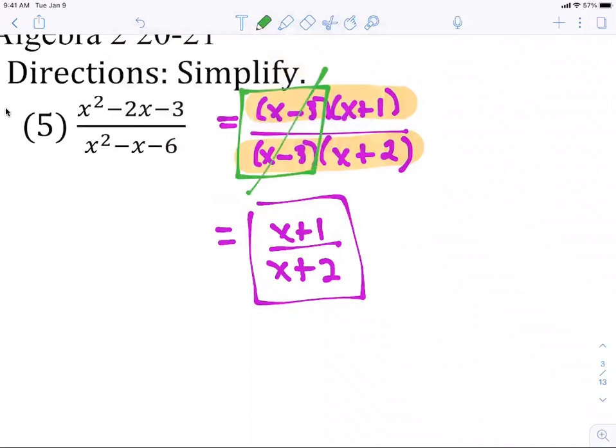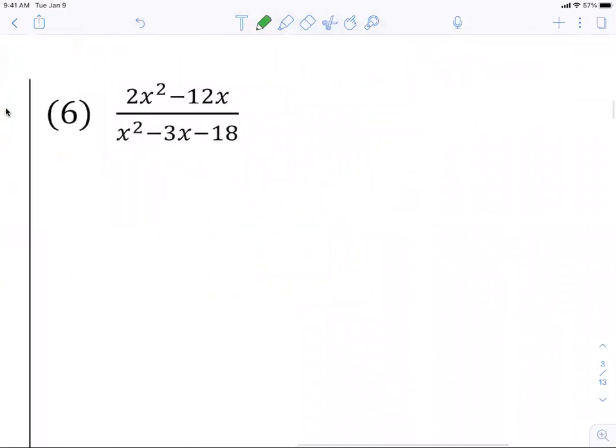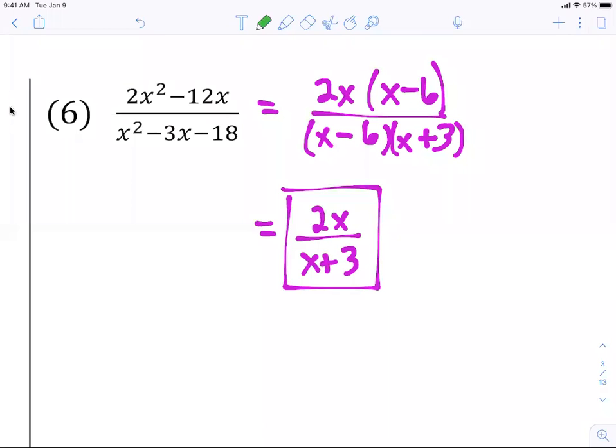That's your final answer. So what I want you guys to do now is the bonus question, challenge question. I want you guys to try number 6 on your own right now. All right, final answer, you should get 2x all divided by x plus 3. And the reason is, now this one, just be careful, because sometimes the only way to factor is not necessarily just by factoring the trinomial.